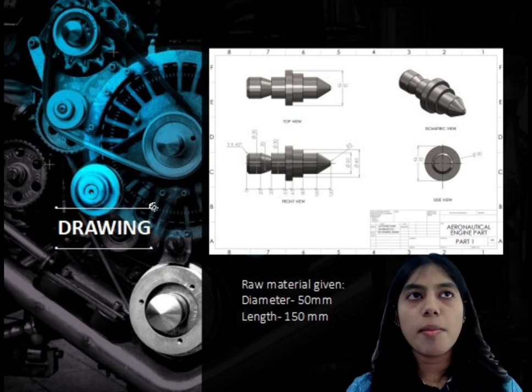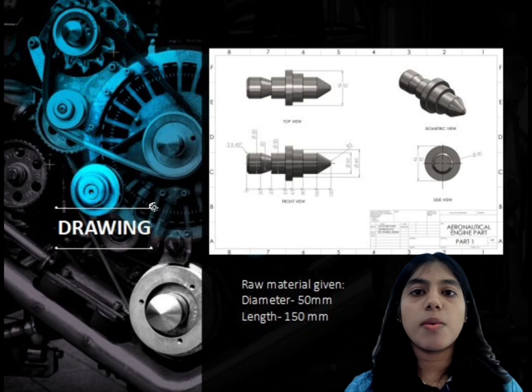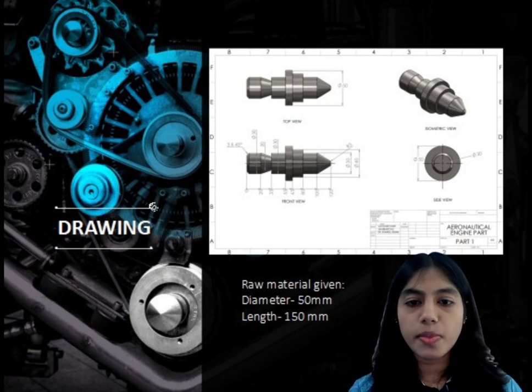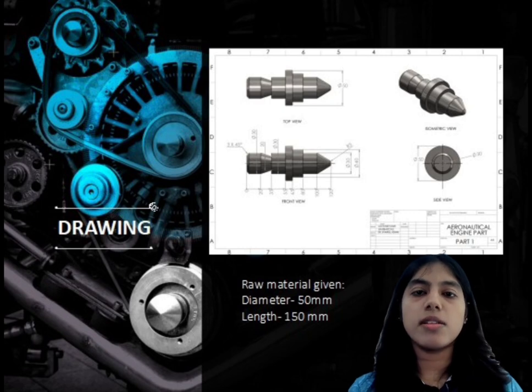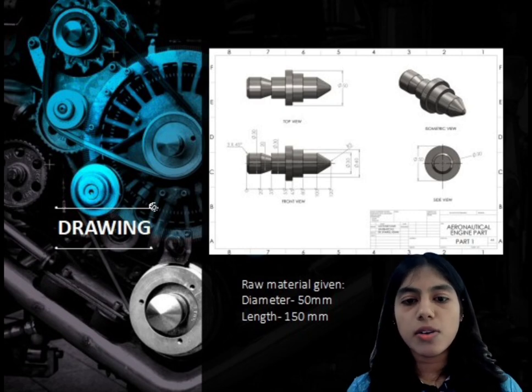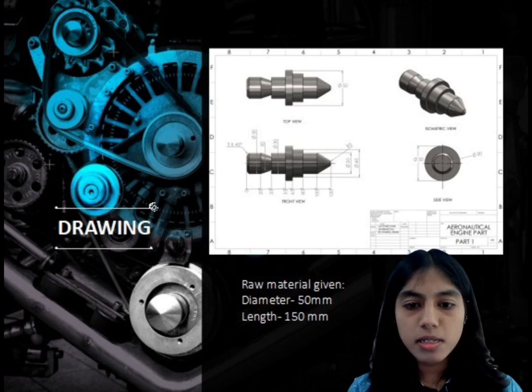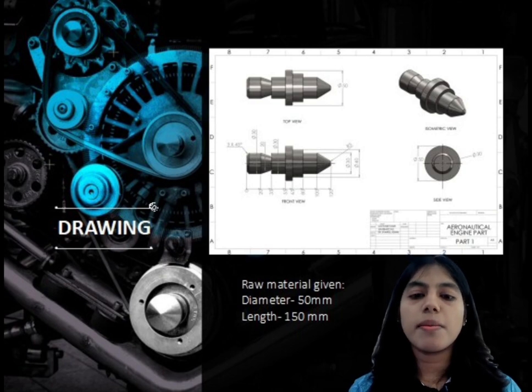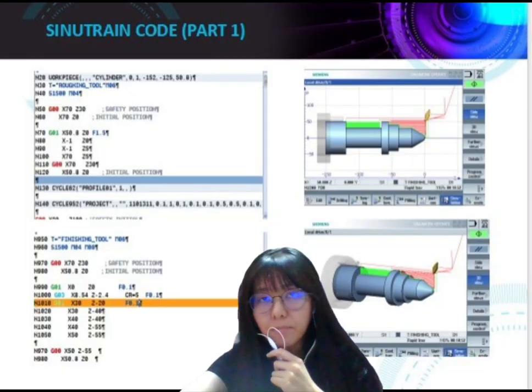When we were given the raw material, we decided to come up with an aerospace engine part, and to create this object we used the SolidWorks software. Once I created this object, I constructed the dimensions as well to make the code generating process easier.